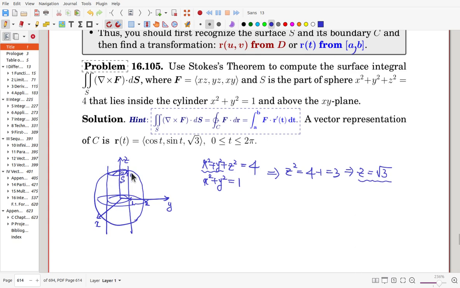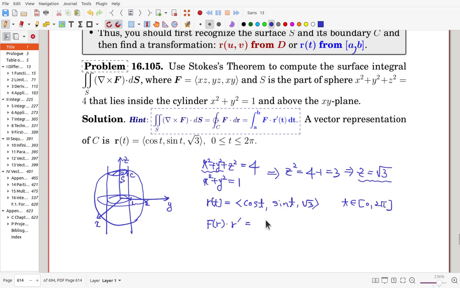And flat curve, so we can get here r of t, one whole circle, that is cosine t in the x direction, in the y direction sine t, and height is square root of 3. Right? Now, of course, t must be from 0 to 2 pi, whole circulation. Okay, so now we have to get F of r dot r prime.